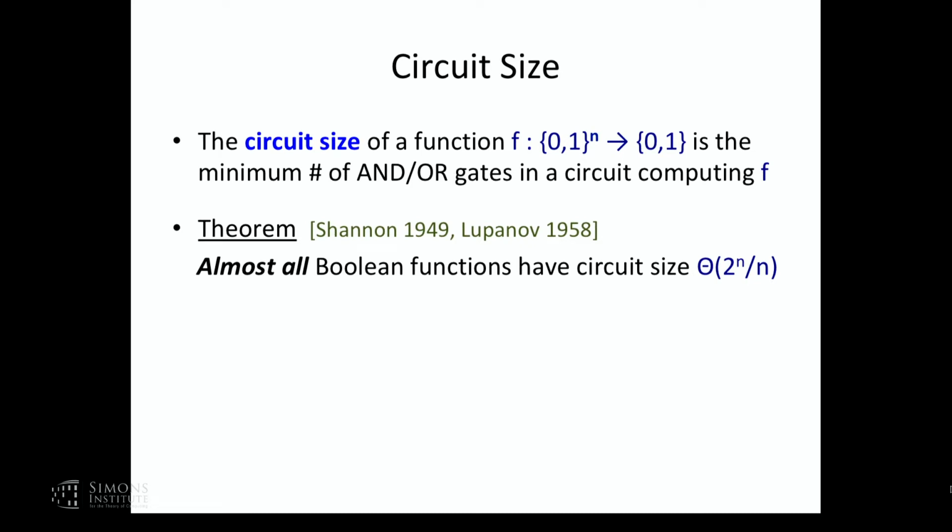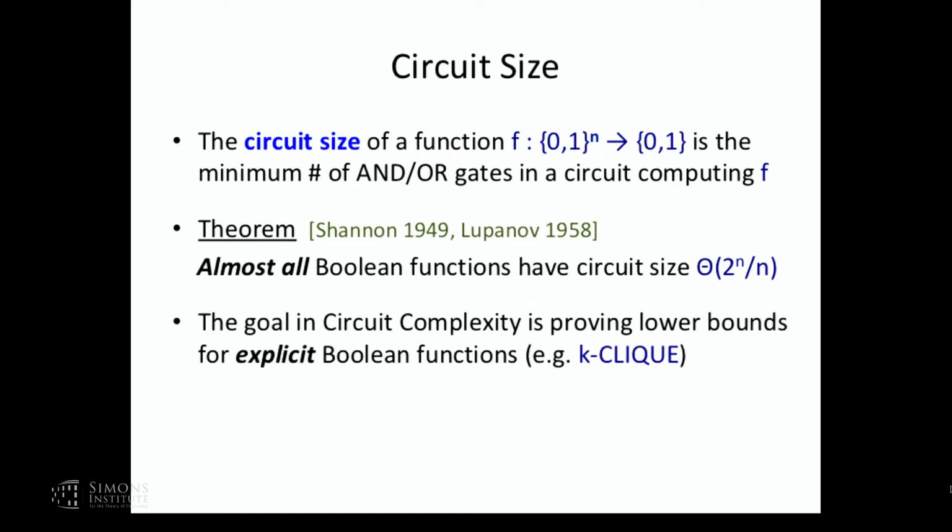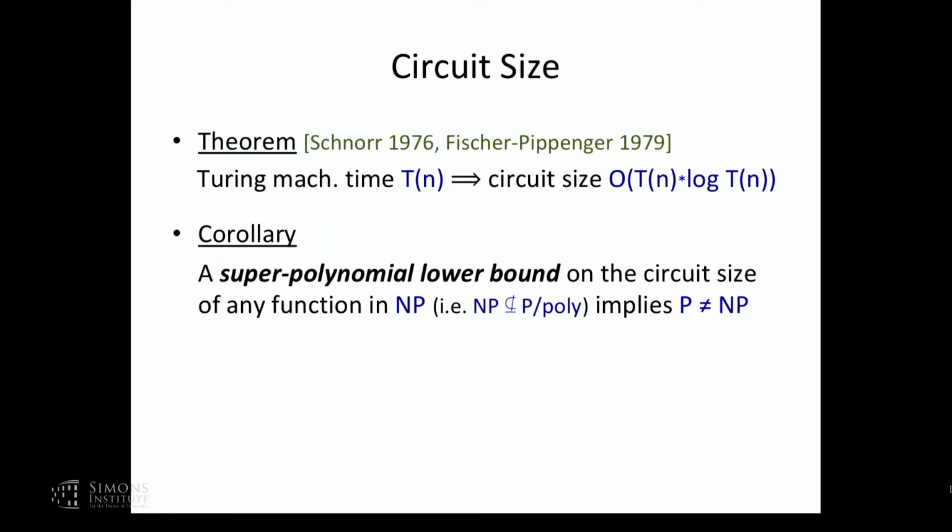From the early days of circuit complexity, we know that almost all n-variable Boolean functions have circuit size 2^n over n, both upper and lower bounds actually. And these are by, well, at least the lower bound is by a fairly straightforward counting argument. It's important to emphasize that the goal in circuit complexity is to prove lower bounds for explicit Boolean functions, specific functions in the class NP, say, such as clique or parity, whatever.